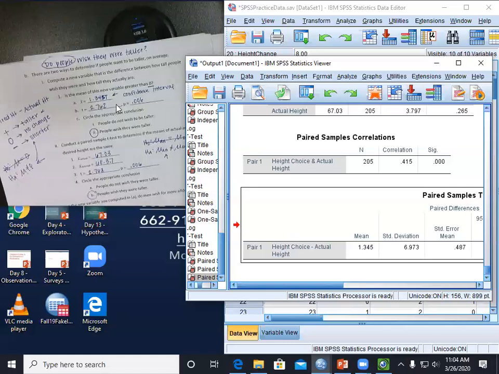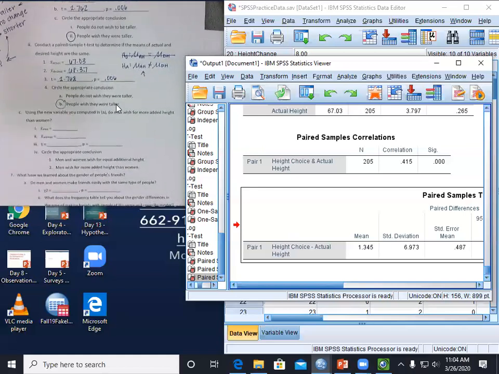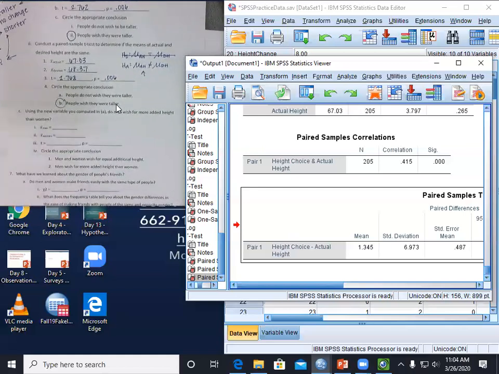All right, however, because we computed that new variable, we can use that new variable down here for letter C. Using the new variable you computed in part A, do men wish for more added height than women? All right, so we learned overall that people wish they were taller, roughly 1 1/3 inches taller. It's possible that we're seeing this difference in the sample because the men want to be much taller, maybe 4 inches taller, and the women are fine with their height. They just want to leave their height alone.